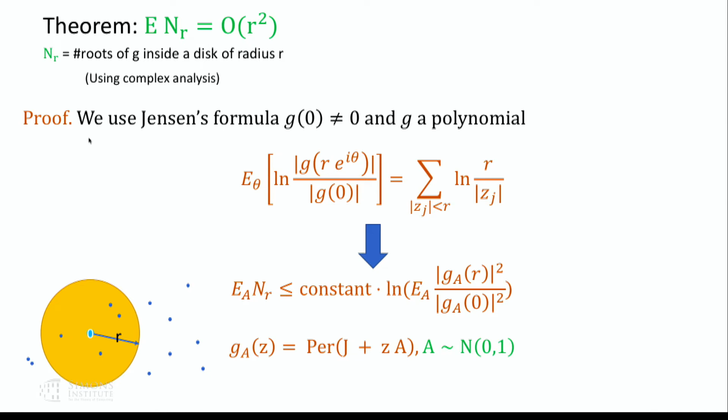So using a little bit of work and taking the expectation and so on, we can show that the expected value of this number of roots in radius r is going to be a constant times log of the second moment of this polynomial normalized by the value at point 0.